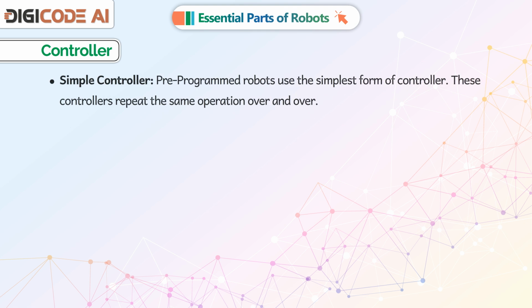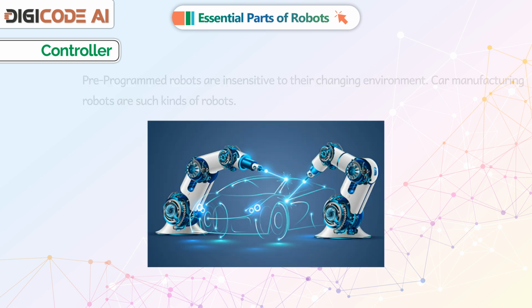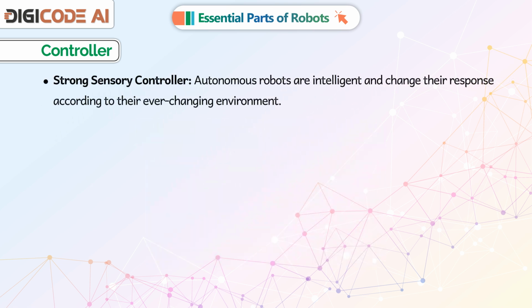Simple controller. Pre-programmed robots use the simplest form of controller. These controllers repeat the same operation over and over. Pre-programmed robots are insensitive to their changing environment. Car manufacturing robots are such kinds of robots.